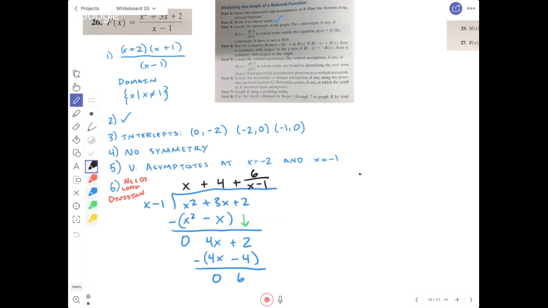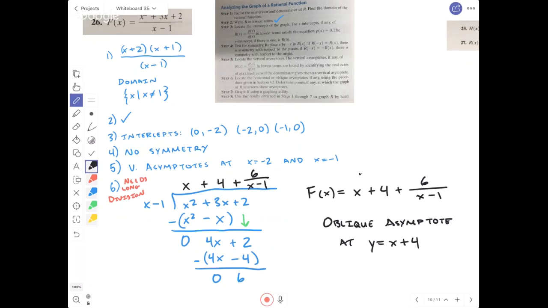So this has an oblique asymptote. So another way of writing f of x is as x plus 4 plus the rational remainder 6 over x minus 1, which means there's an oblique asymptote at y equals x plus 4.